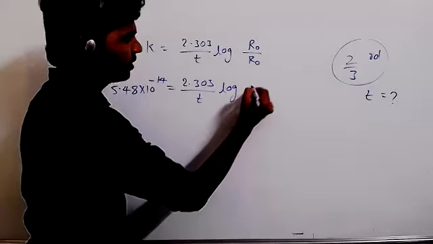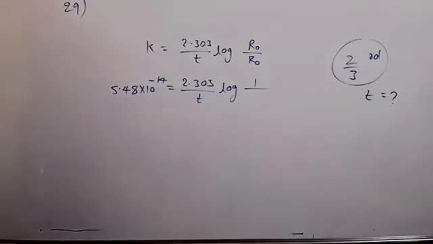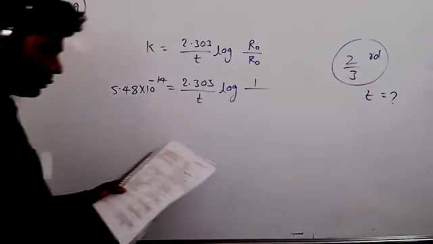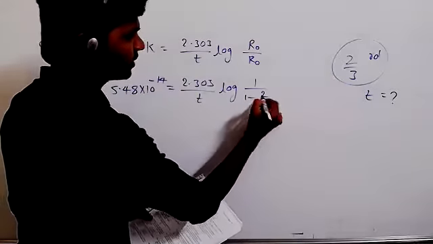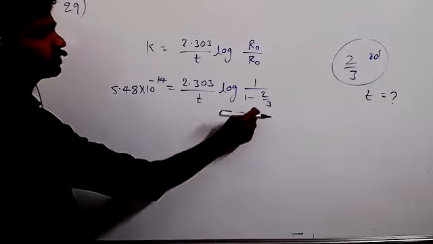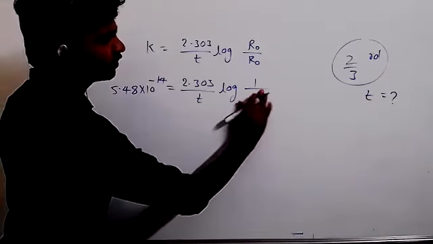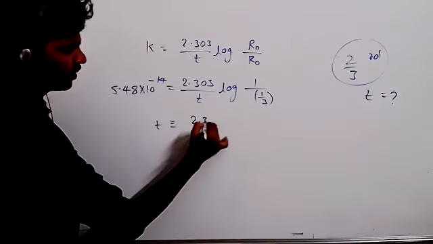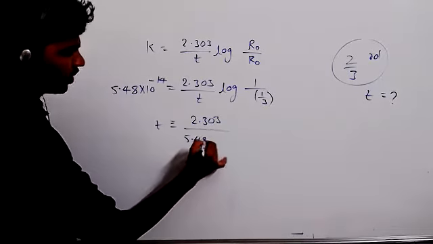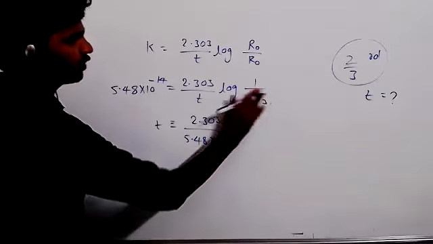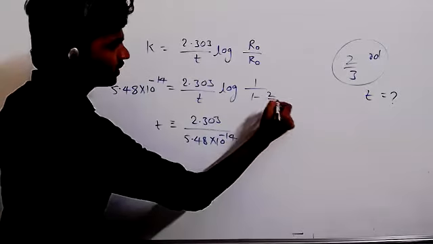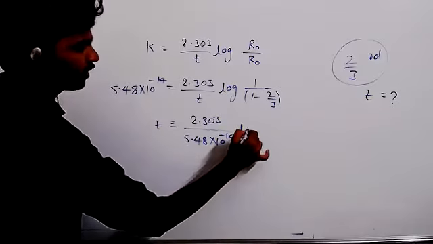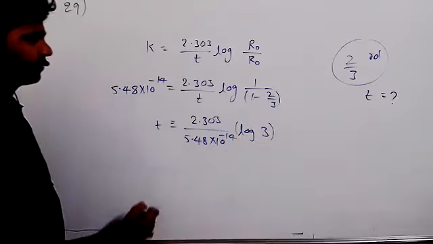Log of initial concentration, take 1. Then 1 minus 2 by 3. Value is 3 minus 2, 1 by 3. T is equal to 2.303 by 5.48 into 10 power minus 14. Here we are taking 1 minus 2 by 3, means we have to complete 2/3 of a reaction. So log of it gives 3. Calculate T value now.